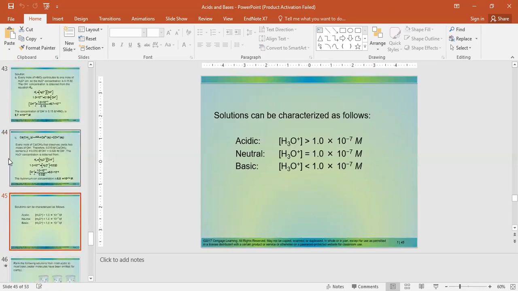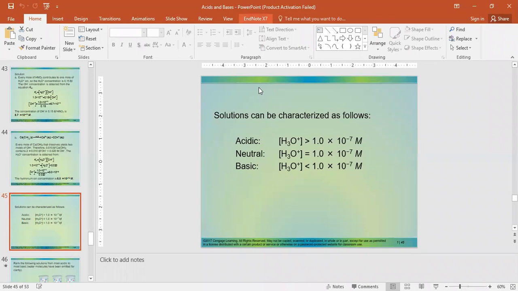Now, we can characterize solutions as either acidic, basic, or neutral. And if we are looking at 25 degrees Celsius, then when an acidic solution is talked about, the concentration of the hydronium ion must be greater than 10 to the power minus 7. And where does that come from? I will explain. Let me begin with the neutral solution.